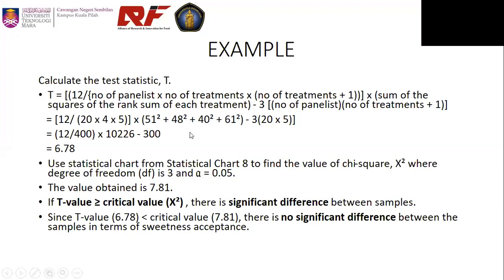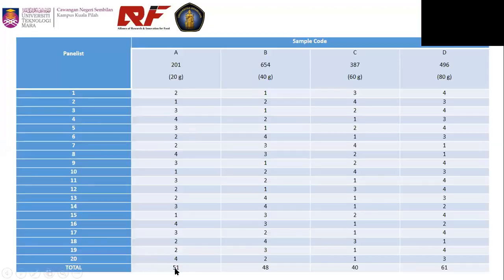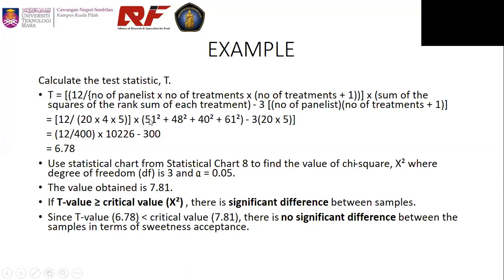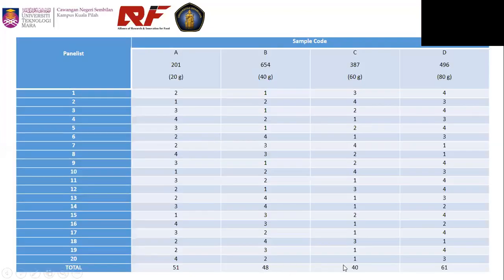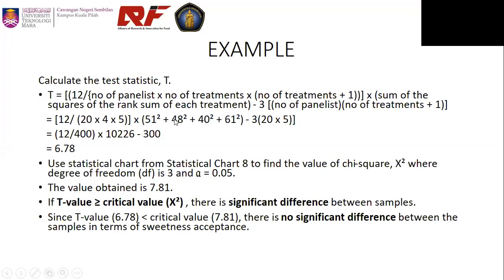So the first treatment, you already summed up here, right? 51. So 51 squared plus 48, 40, 61. All these treatments must be squared. And then minus 3 times number of panelists 20 times number of treatments plus 1, so 4 plus 1 will be 5. So you calculate all this data and you get 6.78.